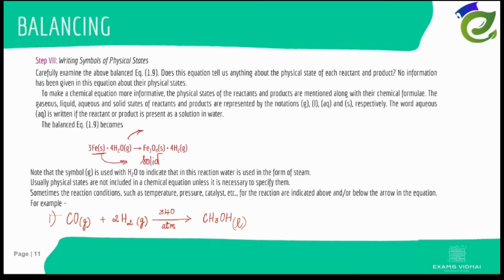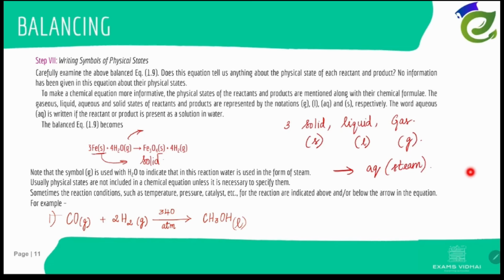That explains the physical state of an atom. What is physical state? We have 3 physical states, that is solid, liquid, and gas. For solid the representation is S, for liquid it is L, and for gas it is G, and we have another form that is aqueous, that is AQ. This is like steam, like water but in gas form, that is aqueous.